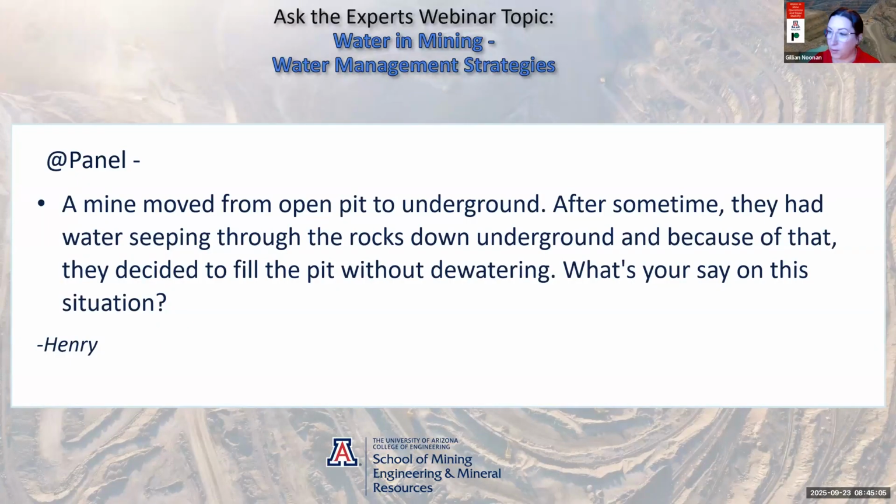Travis, I'm going to ask you perhaps to first start with this. My say would be it's probably a bit of a problem that they've done that. Look, I'm assuming there is some form of crown pillar between the bottom of the open pit and the underground workings, and that they filled the pit with coarse waste rock. So all they've done is they've just buried or hidden the problem, right? They haven't actually got rid of the source of the water.